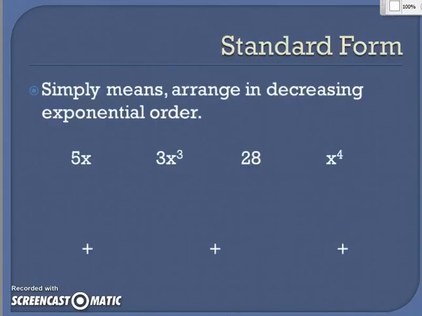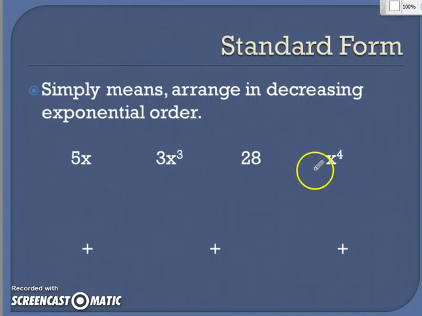Another thing that comes up in this lesson is making sure your answers are in standard form. That just simply means make sure the exponents for your variables go in decreasing order. And if there's more than one variable, then you look at alphabetically first. So for example, if it was 3x squared y, you'd be looking at the x's, not the y's. So you want it in decreasing order.